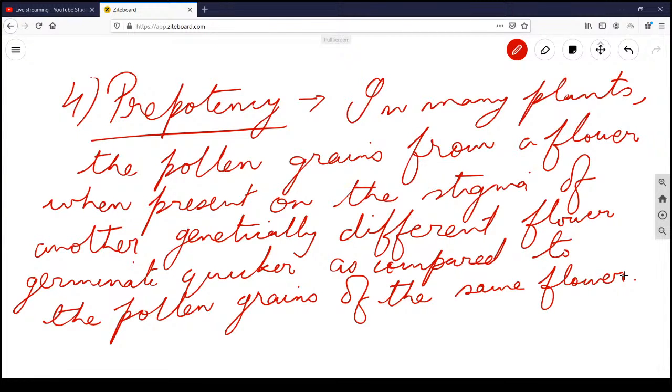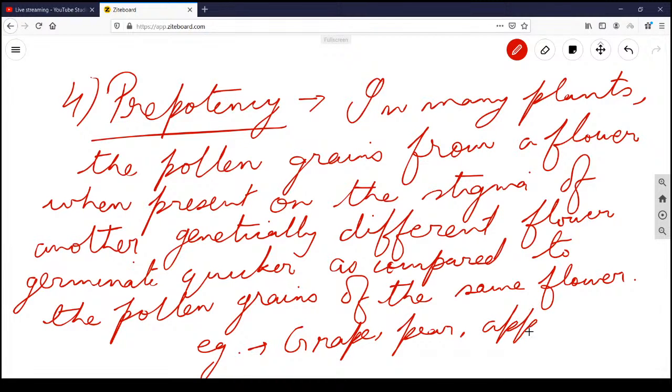Now this again causes the promotion of cross-pollination. The examples pertaining to this prepotency event are grape, pear, and apple. We have all tasted grapes, pear, and apple too, which is one of the favorite fruits circulating around, and it is extremely renowned, these three, right?